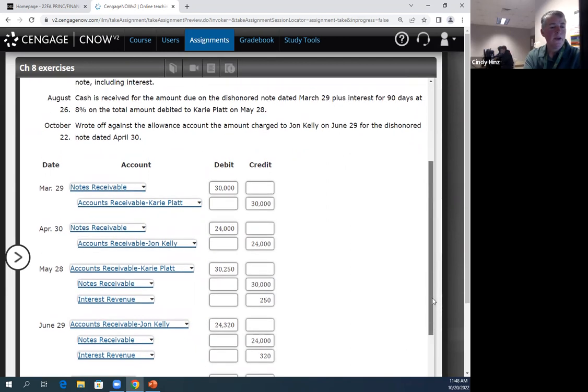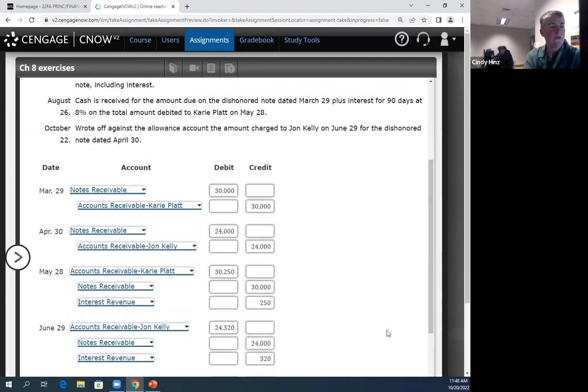And so I found $320 of interest that had accrued on John's note. I added that to the account receivable when we reclassified the principal of 24,000 back from notes to accounts receivable.